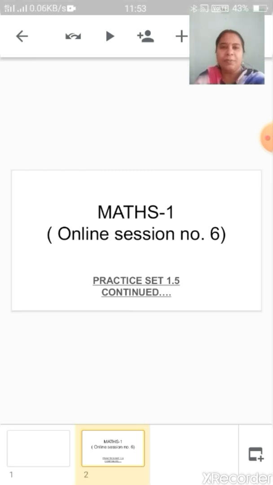As you know, in the previous session, I started with practice set 1.5 and completed the first 3 sums. Now in this session, I will be completing the remaining 3 sums of the practice set, that is question number 4, 5 and 6. So let us continue with it and start with the fourth question of practice set 1.5.